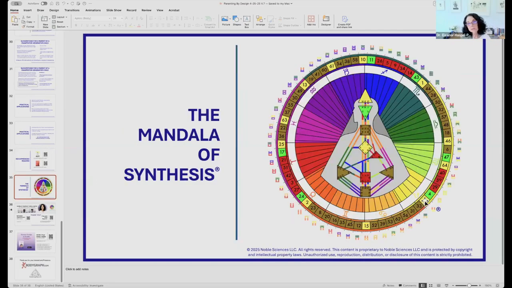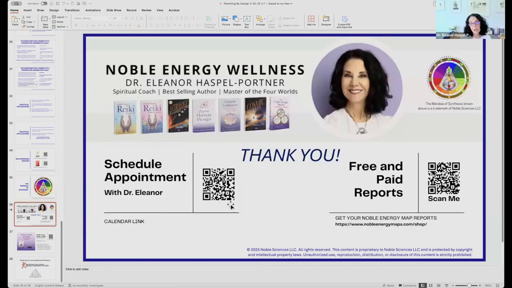This is the mandala synthesis that I use. As you know, human design is a synthesis that includes the tree of life and chakras, the astrology and the I Ching. And in Noble Energy Maps, I've included developmental psychology.